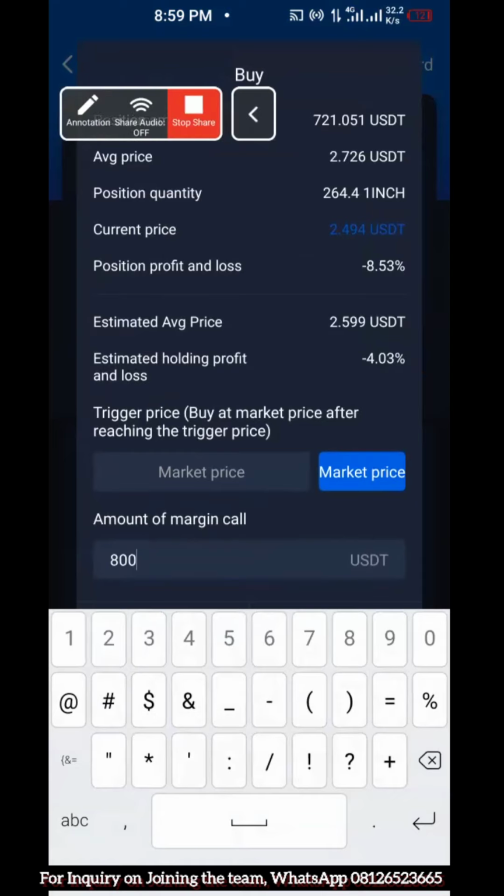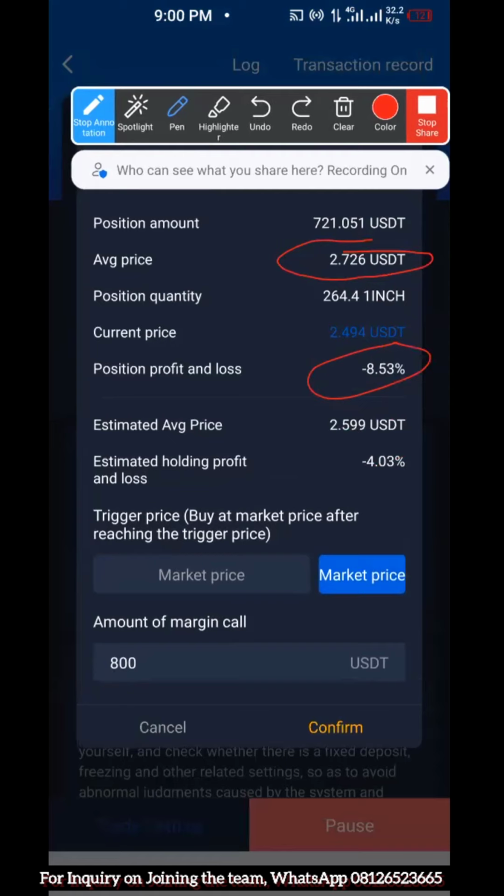Remember, I said you should look at these two, the average price and the position profit and loss. My current position profit and loss is minus 8%, and I still have to get to 0. Now, look, when I bought these extra coins, what happened to it? Look at the estimated average price, it is now 2.602. Former average price was 2.726. And now my estimated holding profit and loss is now just minus 3.95. Can you see the difference between minus 8.35 and minus 3.95? It means it can get here faster once there is a recovery in the market.